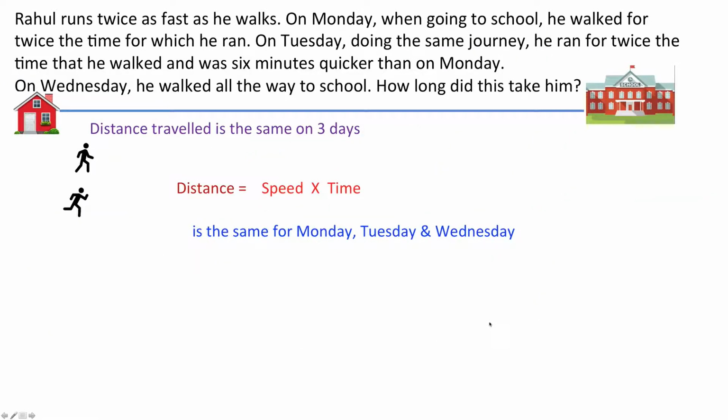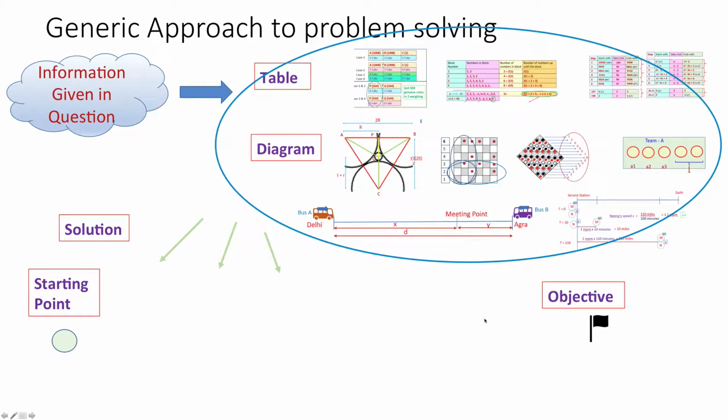Now, how do you find the starting point? The starting point, as we know, is the easiest value that you can extract based on the information given to you. Starting point is something on which you can build your solution upon. This will be the very first step in your solution journey towards your objective.